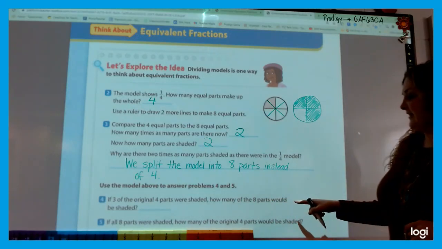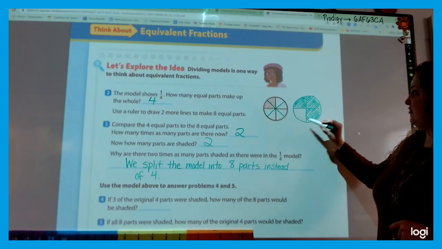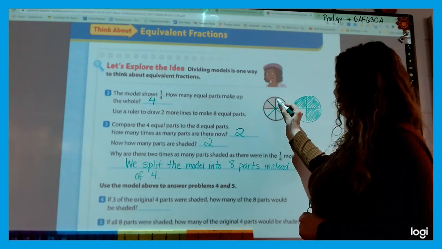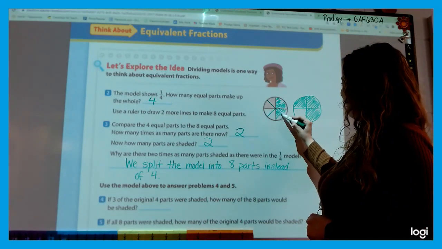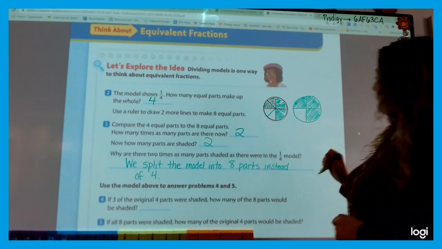How many of the 8 parts would be shaded? So if I had 3 of my quarters filled in, that'd be 3/4 shaded. Well, let's see on this one. We want to make our pictures look the same. Okay, that looks about right. I'm going to color that in so we can see it better.